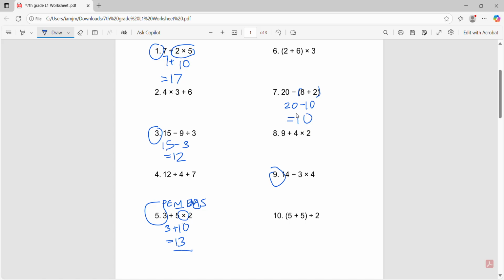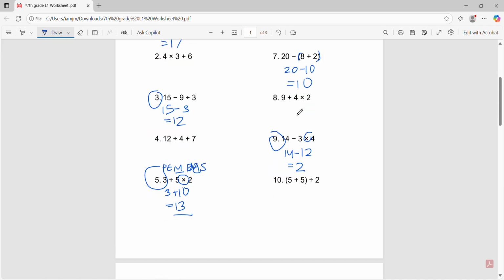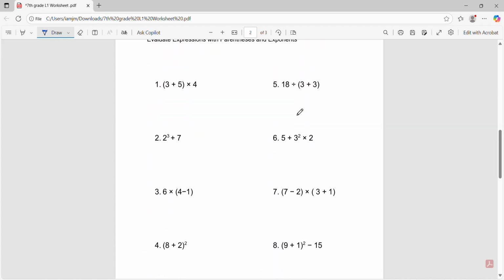Number 9. 14 minus 3 times 4. Multiplication. This came up multiple times. Let's solve this one. 3 times 4, 12. 14 minus 12 equals 2. Nice job. We've solved our first page. Let's move on to our second one. We'll be solving number 1, 5, 6, and 8.